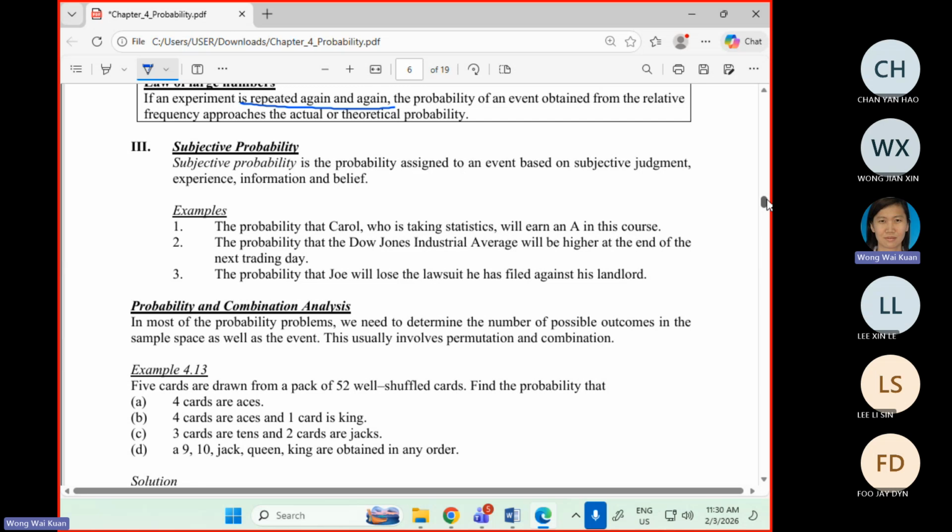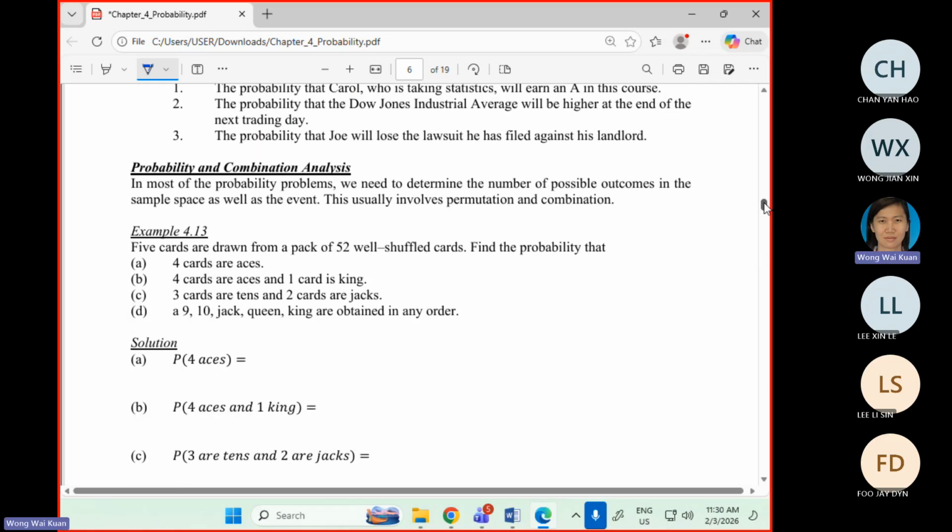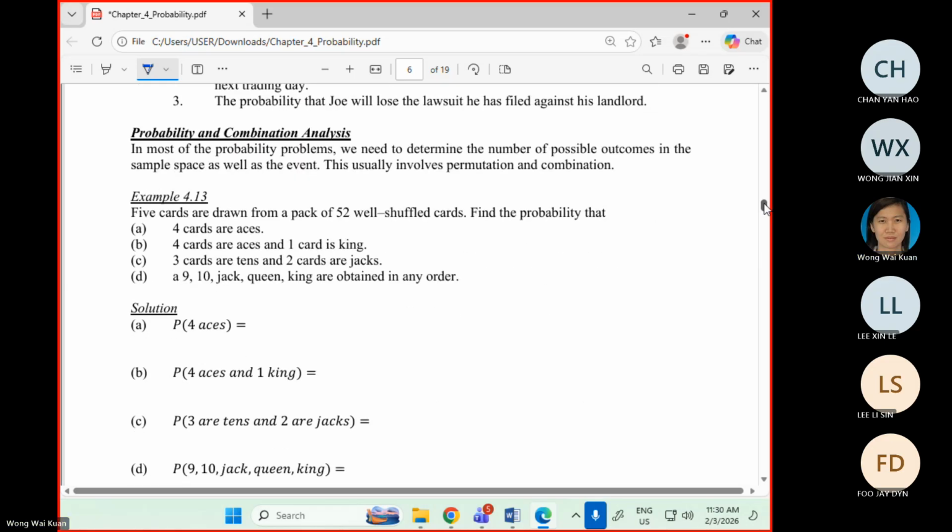Now, example 4.13. 5 cards are drawn from a deck of 52 well-shuffled cards. Find the probability that 4 cards are aces. How can I get 4 aces? I have 52 cards, 4/52.